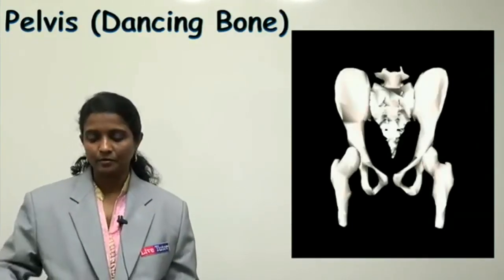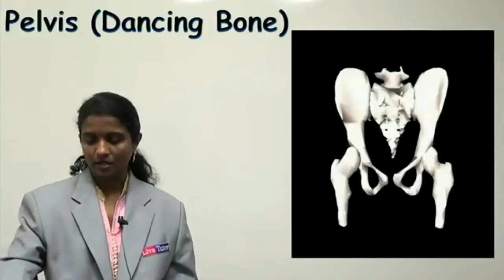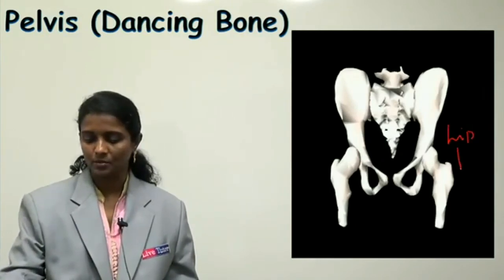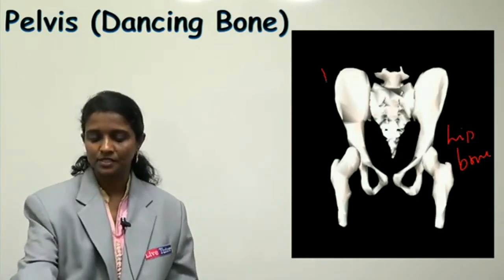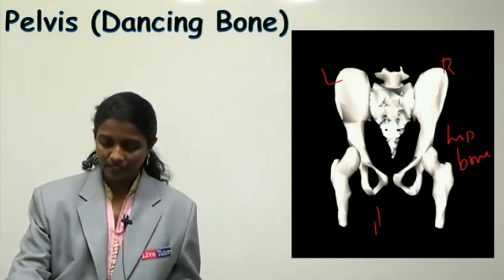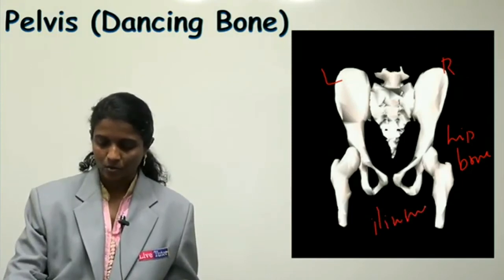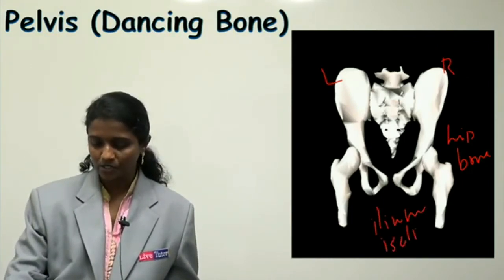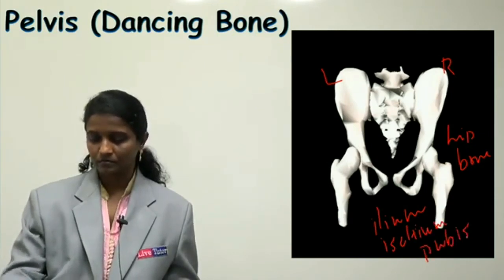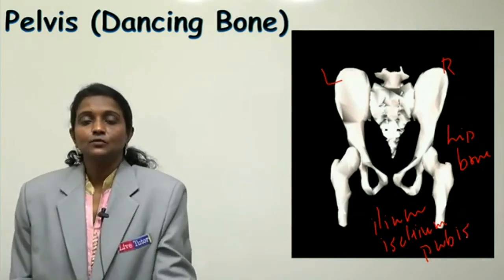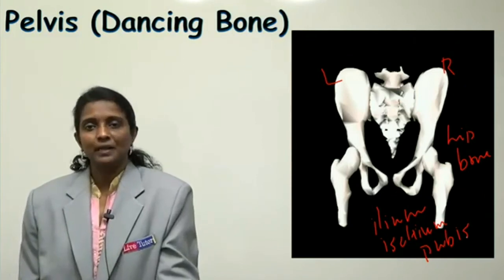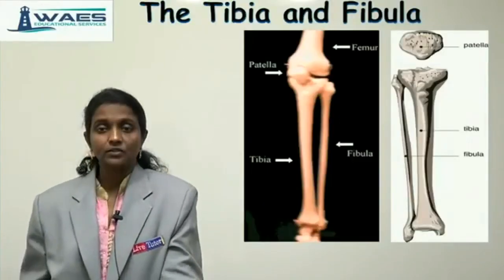Now let us come to the pelvic girdle. The pelvic girdle is made up of the pelvic bone, or hip bone, we call it the hip bone. This hip bone, or dancing bone, is made up of a fusion, on the left side and the right side, of ilium, ischium and pubis. So, as you see here, it is a fusion of ilium, ischium and pubis, and the bone is the hip bone, or pelvic bone.